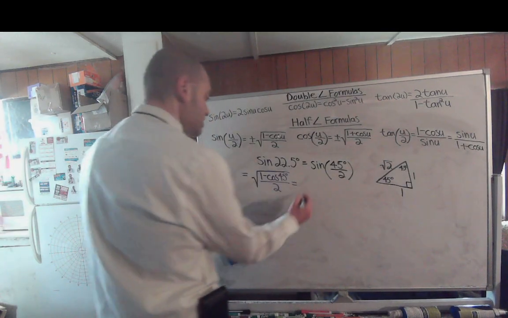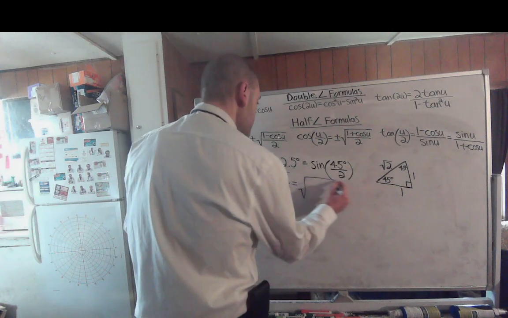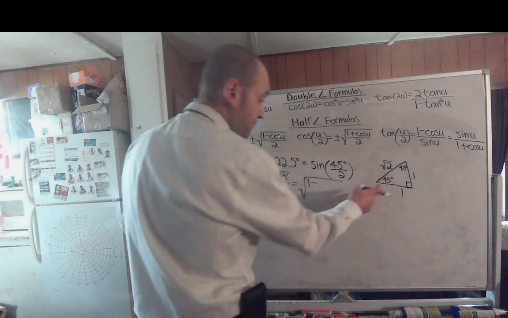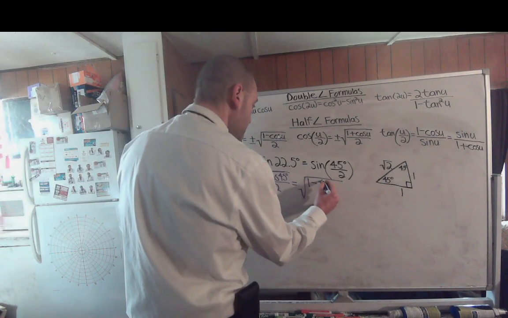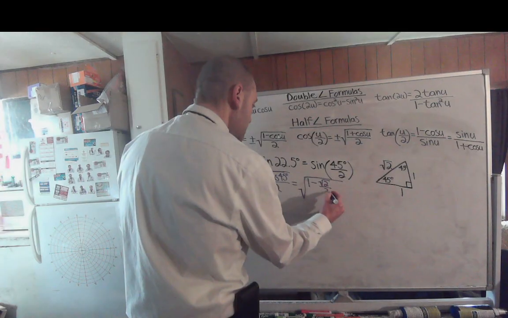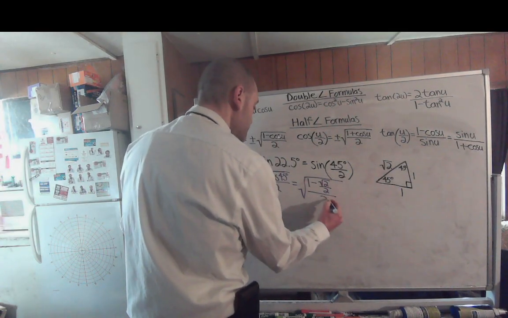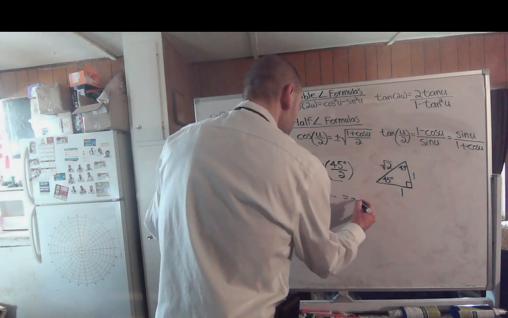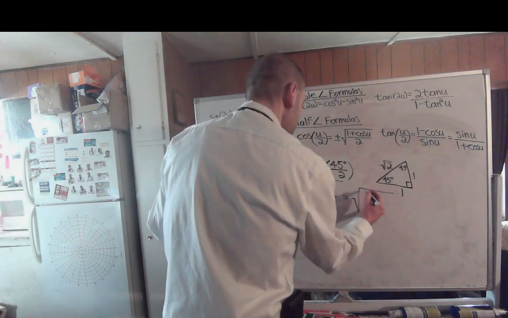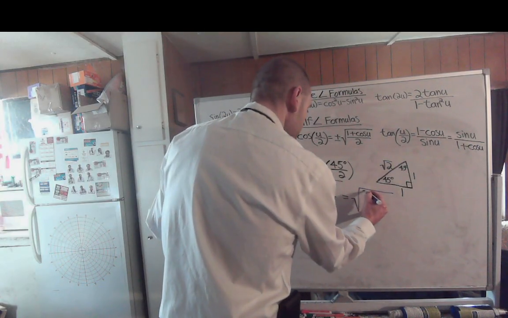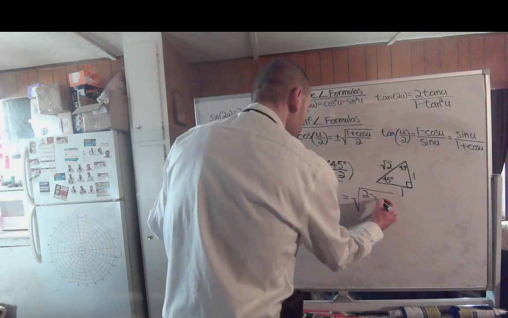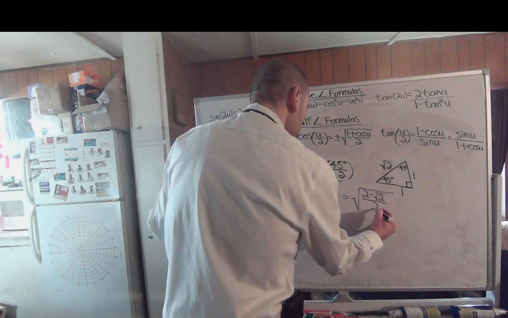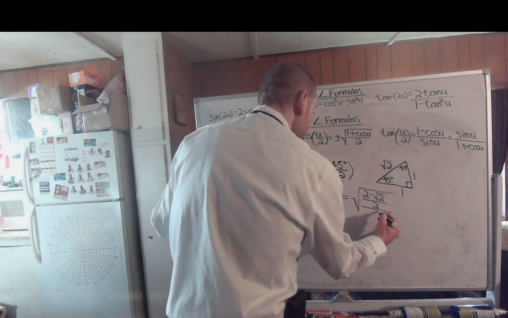Which then would turn into the square root of 1 minus, now what is the cosine of 45 degrees? That's the square root of 2 over 2, all that all over 2. So then we'll take the square root again. We'll simplify the numerator. That'd be 2 minus the square root of 2, all over 2, all over 2.